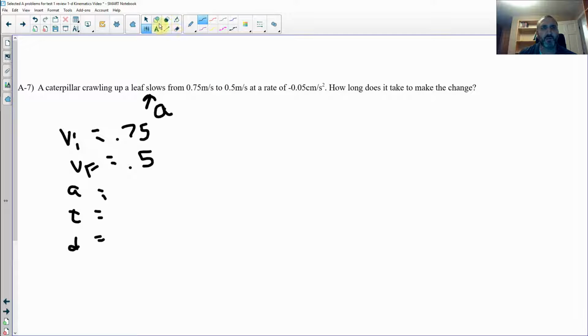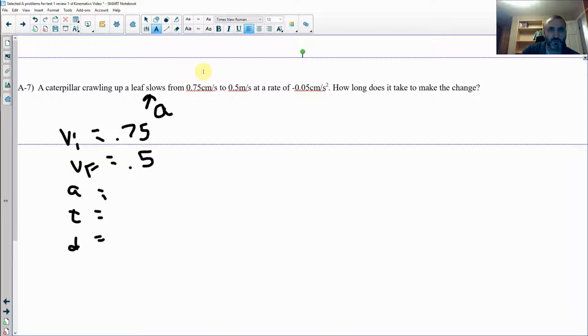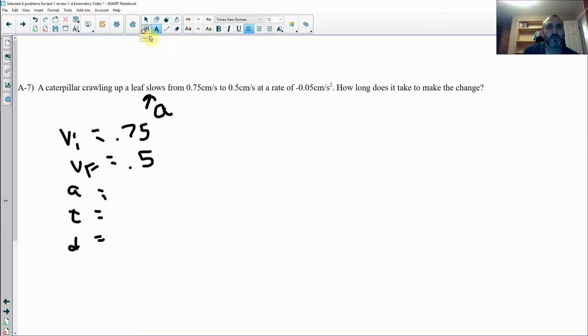Actually, that's a typo. I copied that wrong. Actually, I'm sorry. All of these should be centimeters. When I copied it, guys, I just didn't copy it correctly. There we go. So now we're back in business. 0.75 centimeters per second to 0.5 centimeters per second at a rate of negative 0.05 centimeters per second squared.